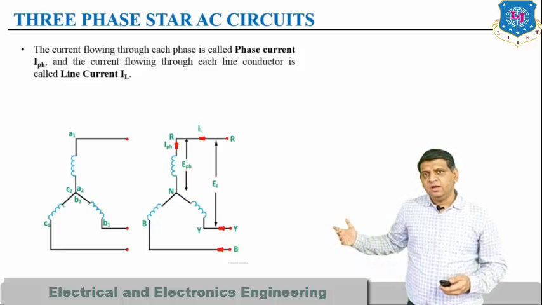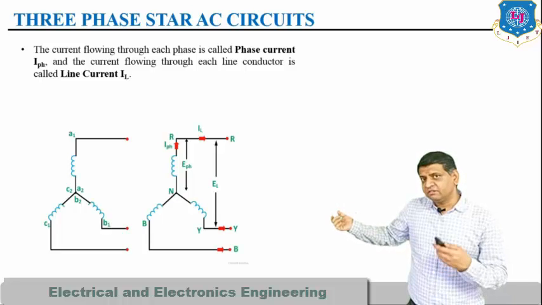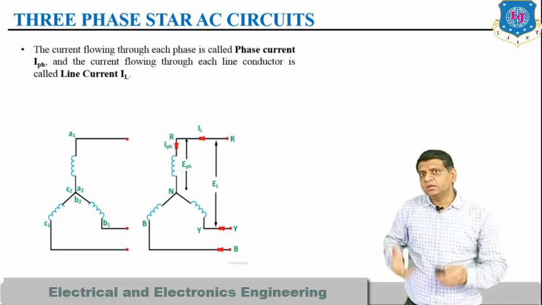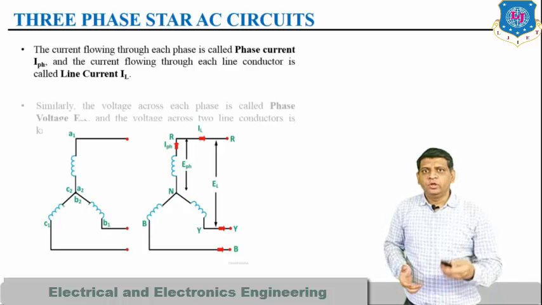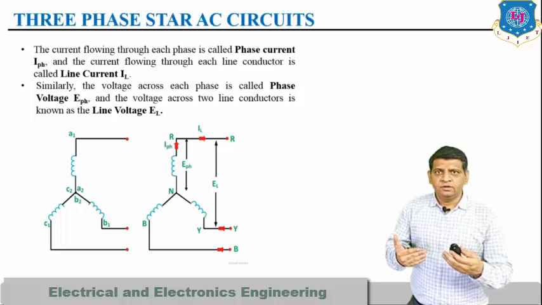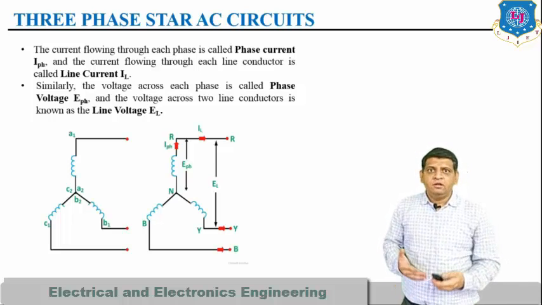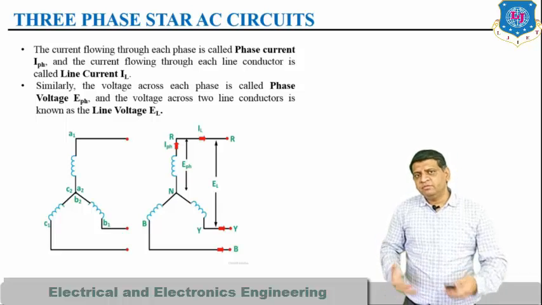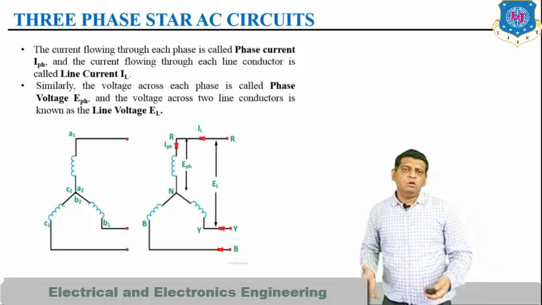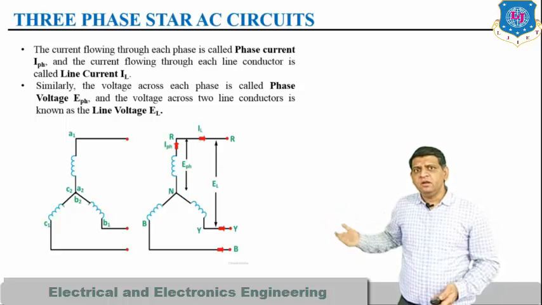Here you can see IPH is the current flowing through the phase, which is the red phase, and IL is the current flowing through the line. In the same way for voltages, the voltage across each phase is the phase voltage EPH, and the voltage across two lines is the line voltage EL or VL. So we have IPH and IL, and the same way EPH and EL.